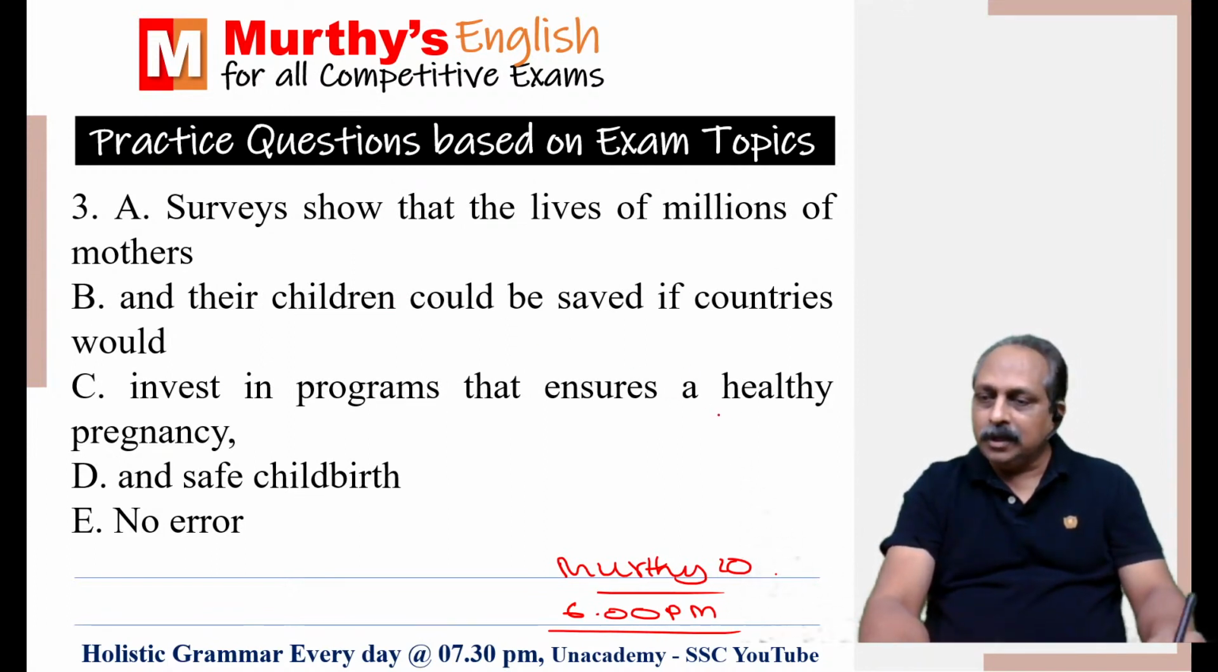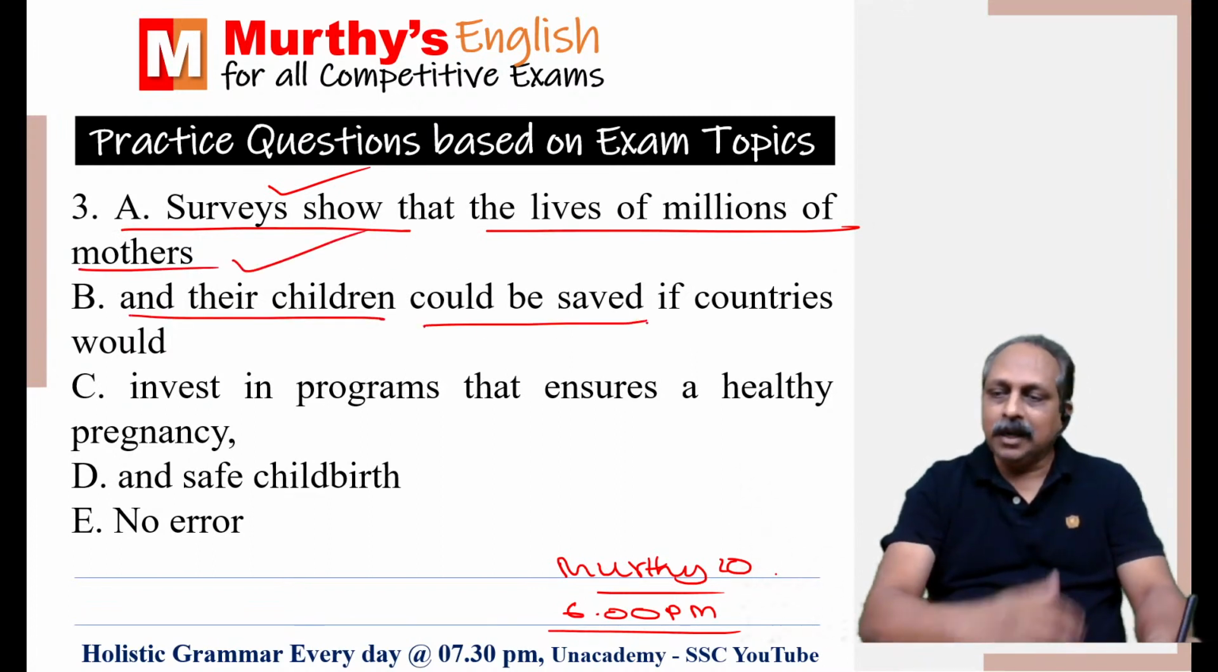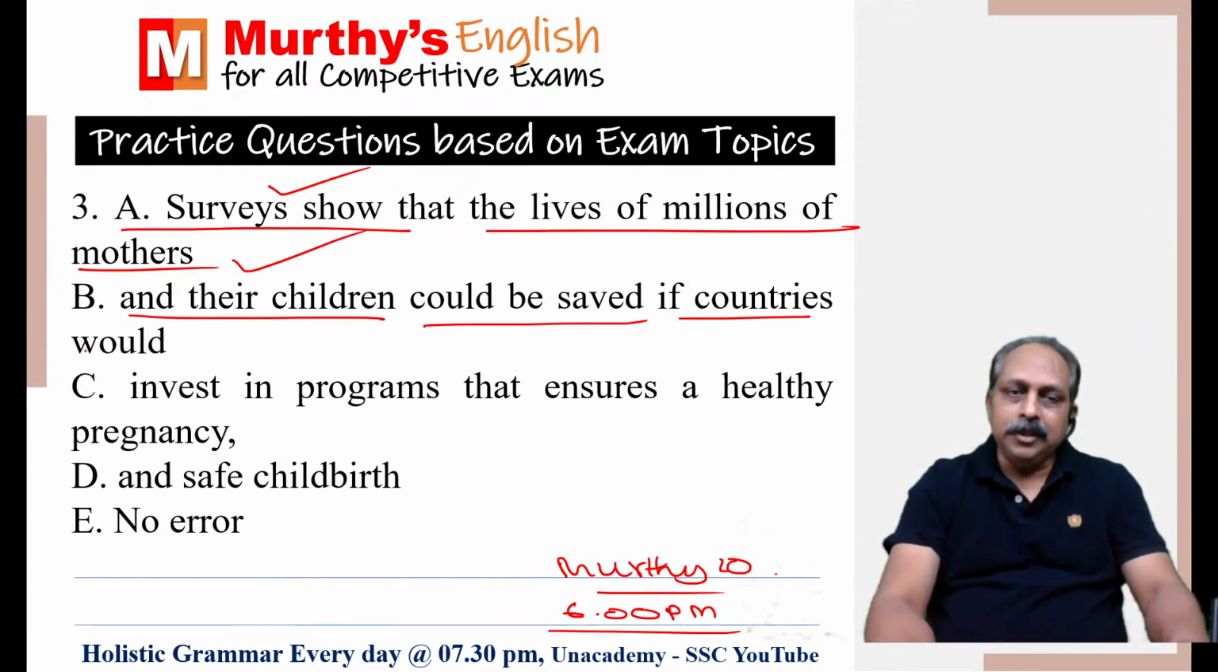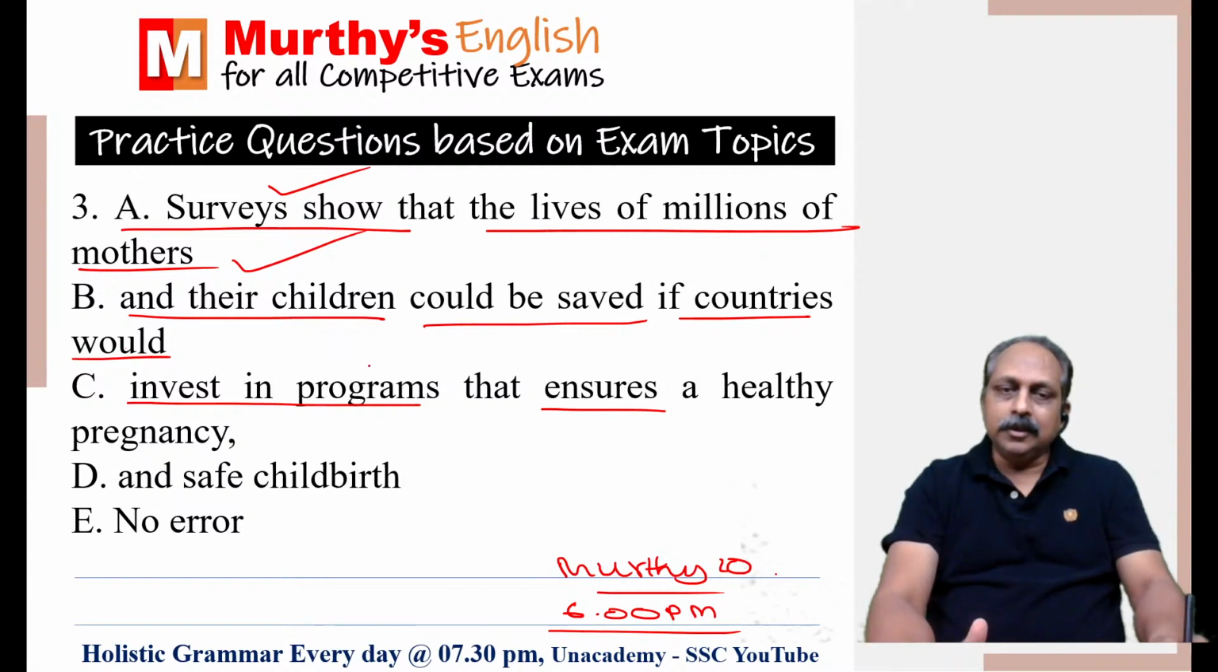Now let us see question number 3. What is the answer? No one has answered question number 3. Surveys show that the lives of millions of mothers and their children could be saved if countries would invest in programs that ensures a healthy pregnancy and safe childbirth. Here, surveys show that the lives of, let us take each one. The surveys show that, no problem. The lives of millions of mothers and their children, no problem, could be saved. That talks about a possibility, but chances are less. If countries would invest in programs that ensures, here the subject is programs, then we cannot say ensures. It should be programs that ensure a healthy pregnancy and safe childbirth.